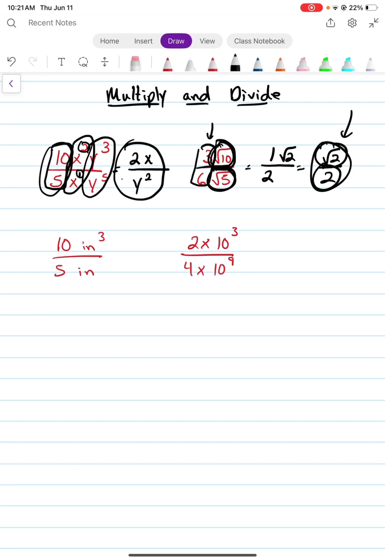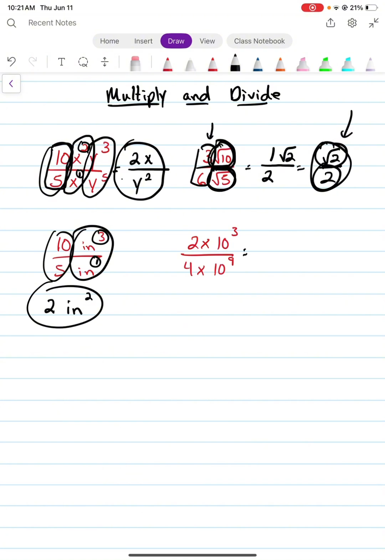10 inches cubed divided by 5 inches, same thing. 10 divided by 5 is 2. With inches cubed and inches, with these units, you're going to use your rules of exponents. 3 inches on top, or the power of 3, inches to the first on bottom, subtract them, and you're left with inches squared.